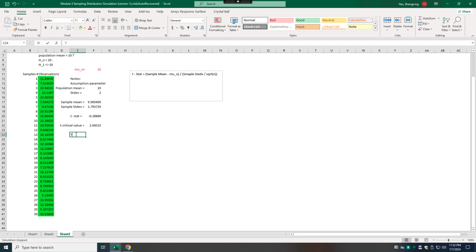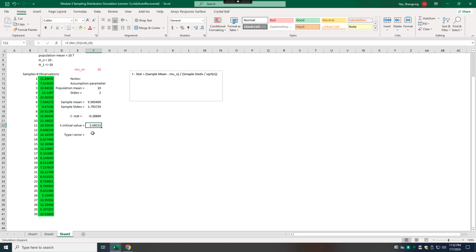Then what will our type 1 error be? The chance of type 1 error should make sense with our t-critical value. We set a 95% significance level, so that means the type 1 error should be 0.05, 5%. That's our type 1 error.